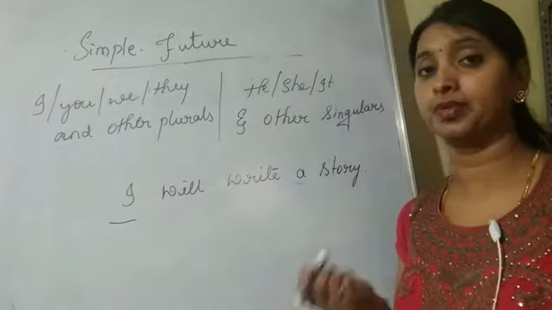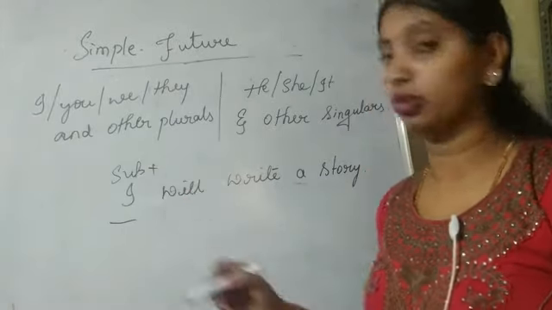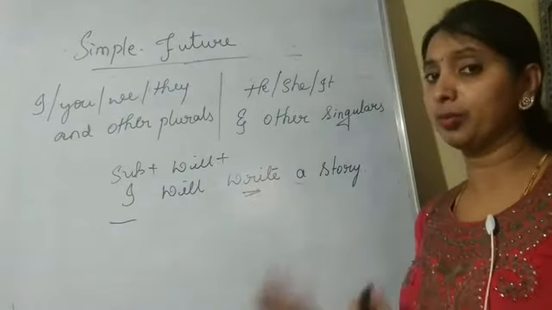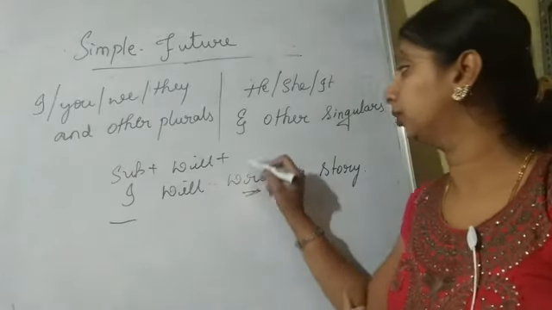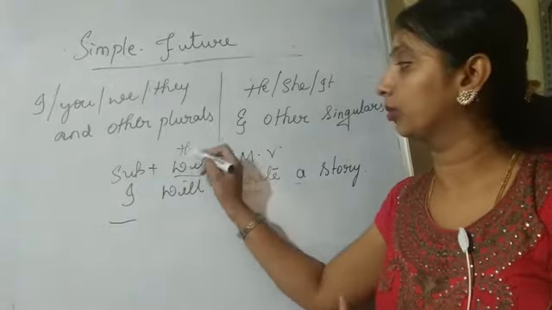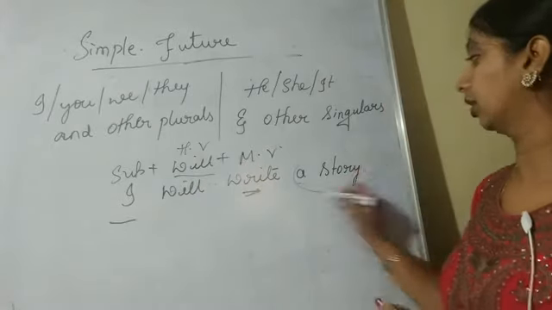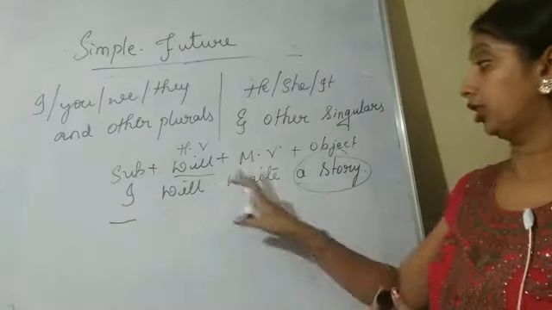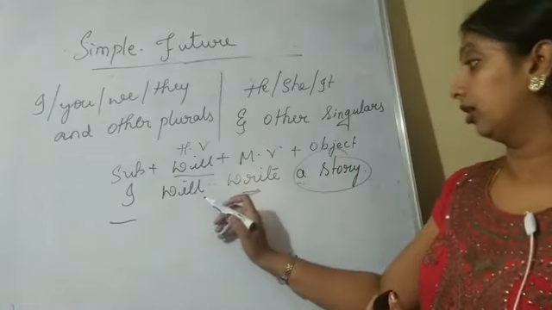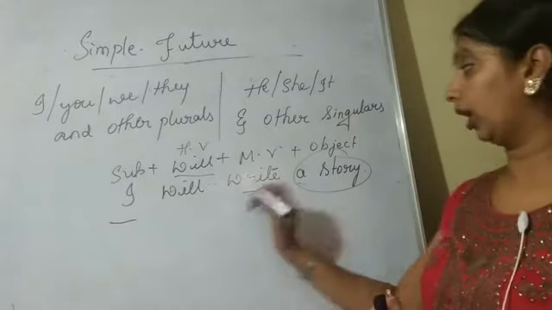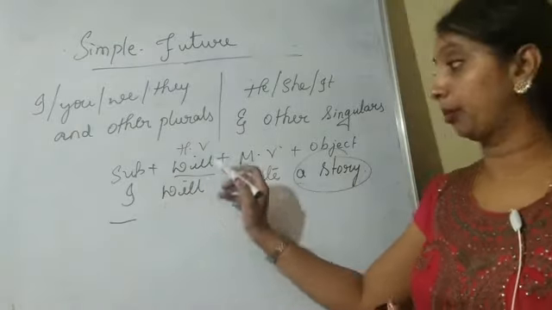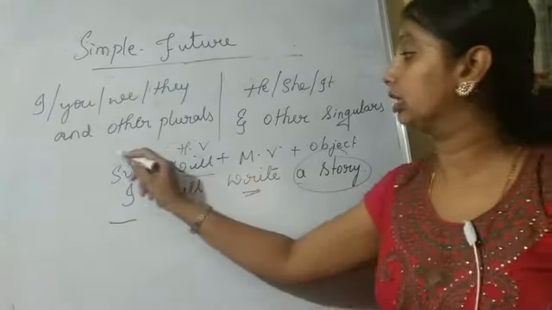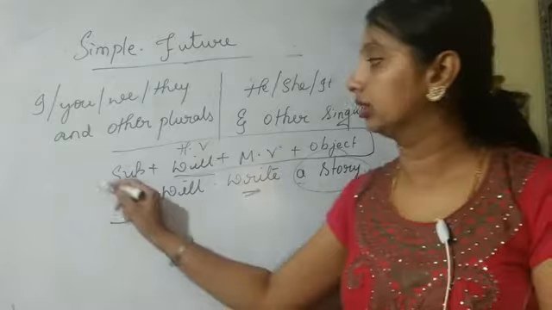What is this? This is a subject. Then what have we used? We have to use will. Then what is this, right? It's a verb. Is it a main verb or a helping verb? It's a main verb. This will is a helping verb actually. Then a story. This is an object. So this is the structure of the sentences. She will write a story. We will write a story. So subject plus will plus main verb plus object. So this is the rule for simple future.